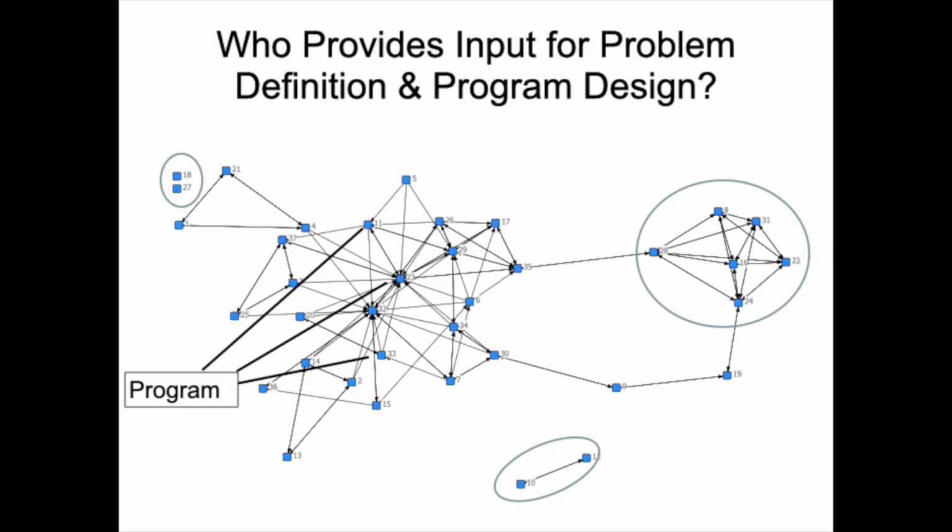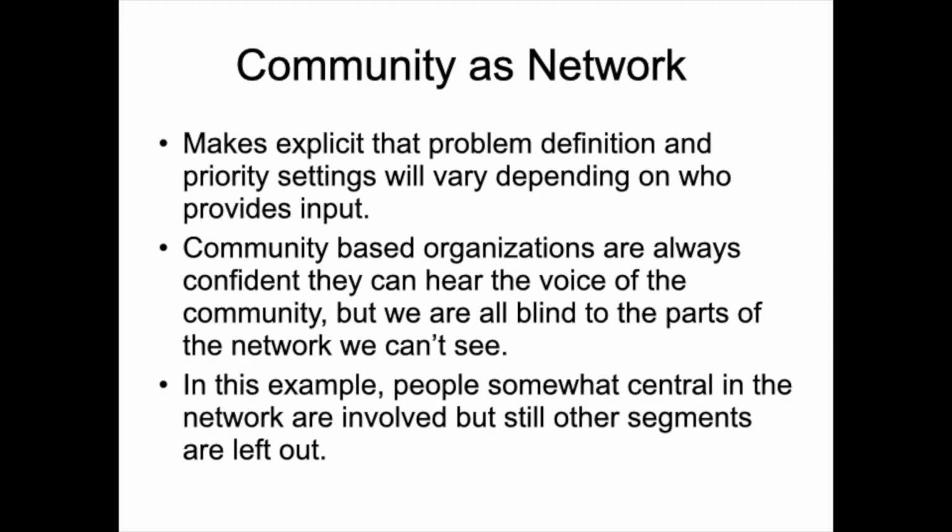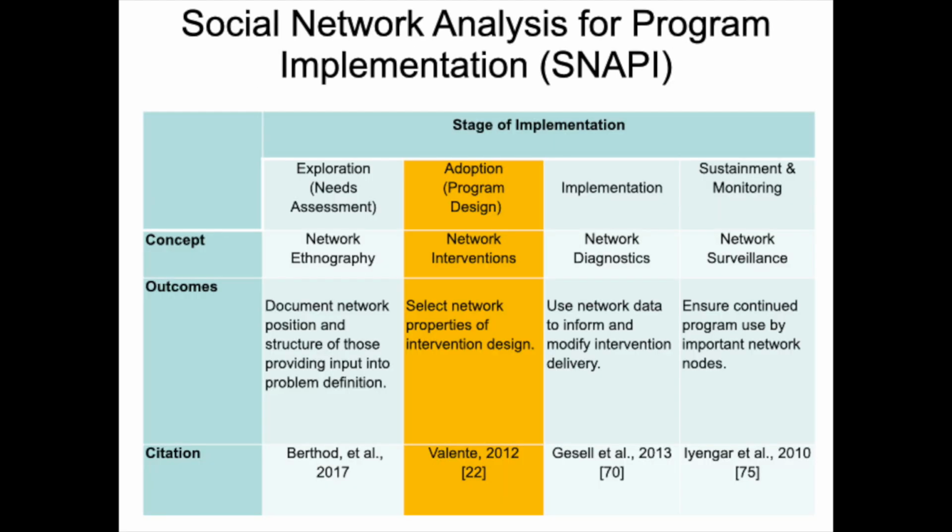So there are going to be parts of the network that are not connected and may need our services, and there are other subgroups in the network who in particular may be disconnected from the whole community and who are not being brought into the design of the program. So this is just about community as a network, and making it explicit is important. Then when we move to program design or adoption, now we think about network interventions.